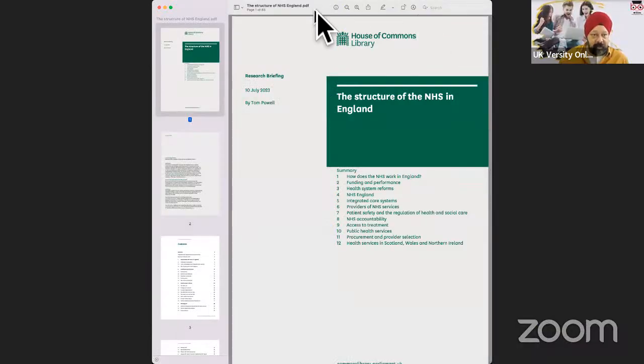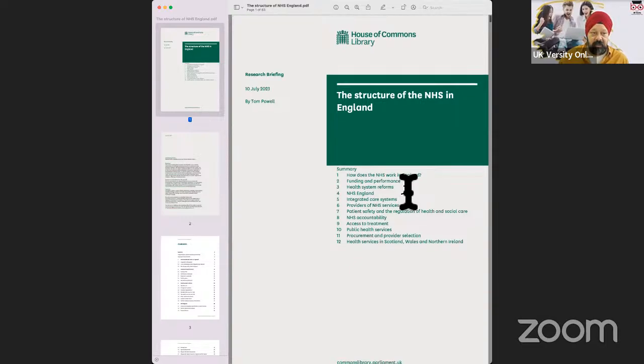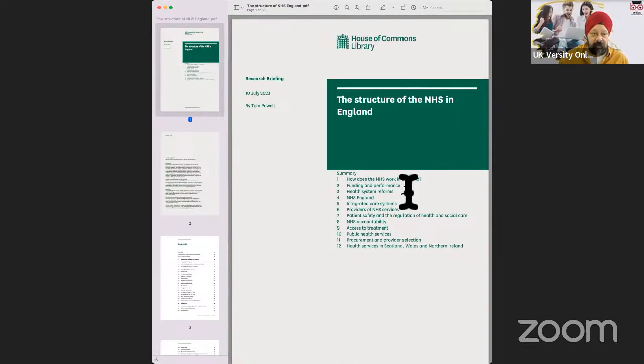Now, this one particular document, which is specific to Learning Outcome 1, I have used this document to create the presentation and also for my lecture. This would give you a very detailed idea about the structure of National Health Service in England. So this is a document downloaded from the House of Commons library.